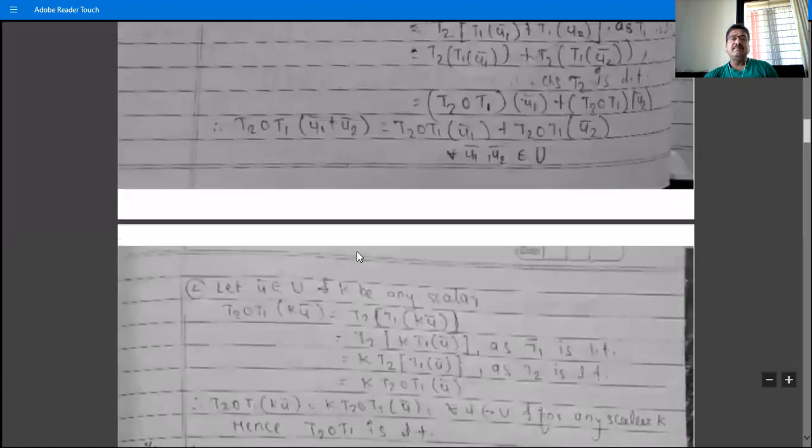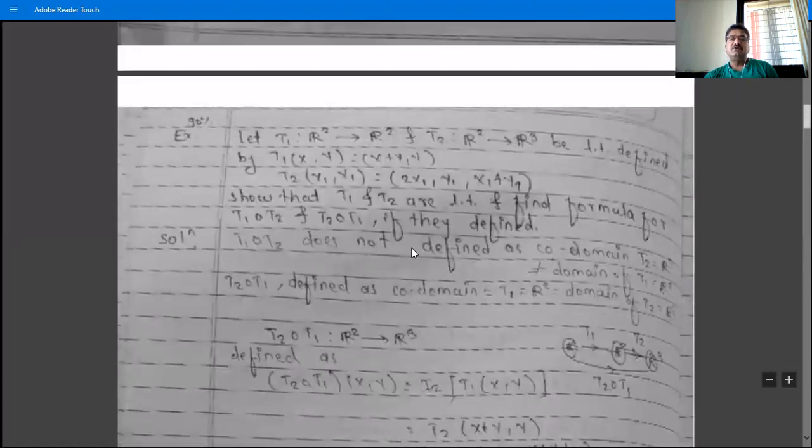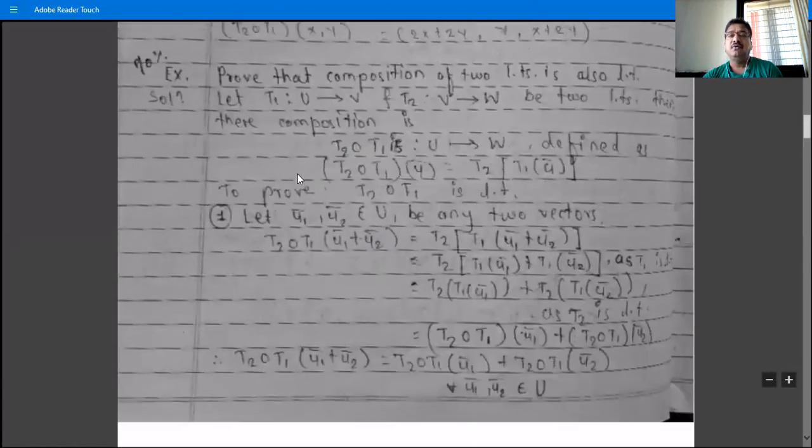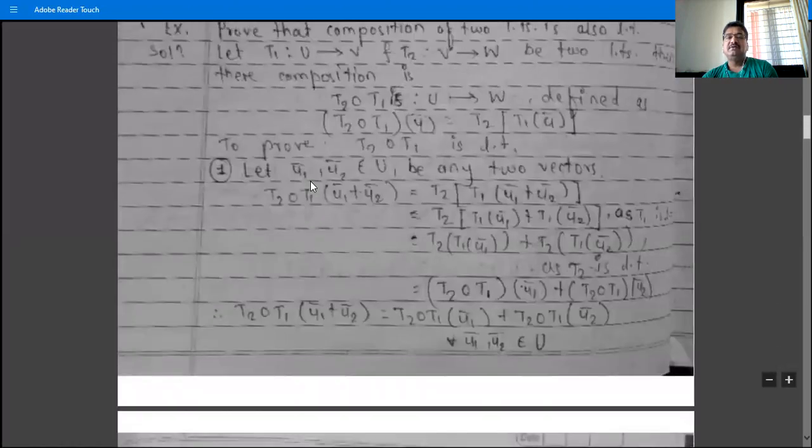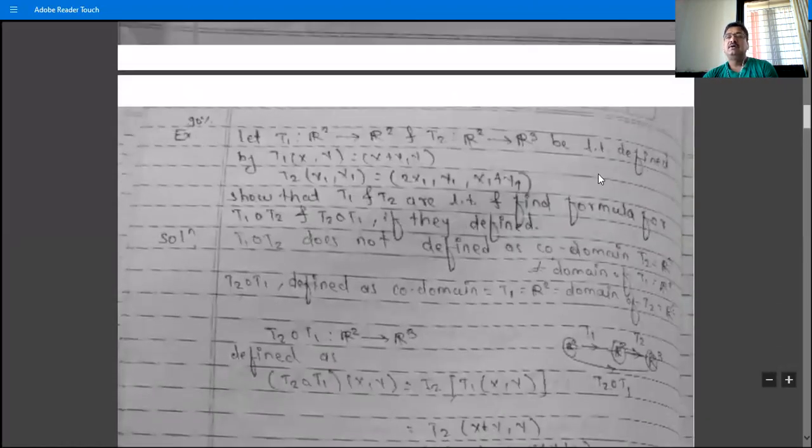So this is about the linear transformation. We have to find the formulae of linear transformation. The main question is, what? Find the formulae for T2∘T1 or T1∘T2. So we will see some more examples on linear transformation.